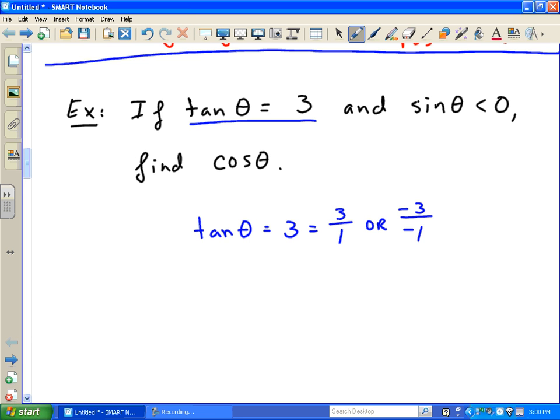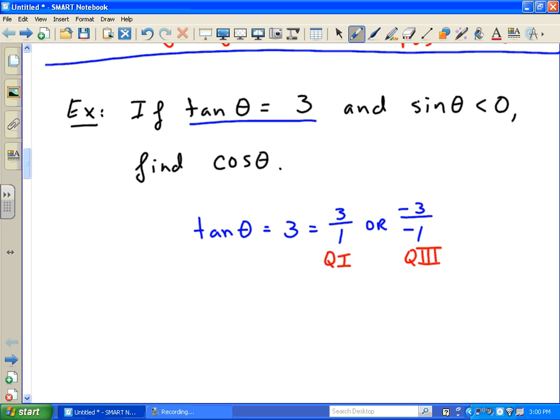Now, there's two places that these two values can happen. You have to nail down which of those two places it would be. Where are you going to have a positive y value and a positive x value? That's going to be in quadrant 1. Where will you have a negative x value and a negative y value? That will be in quadrant 3.